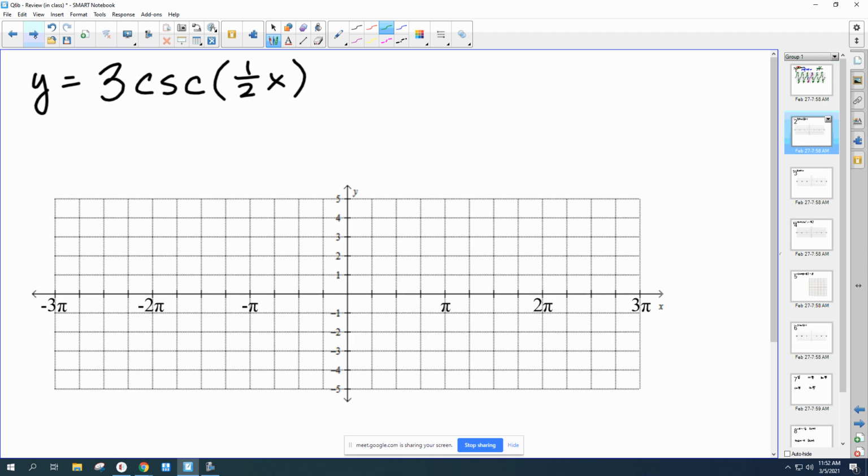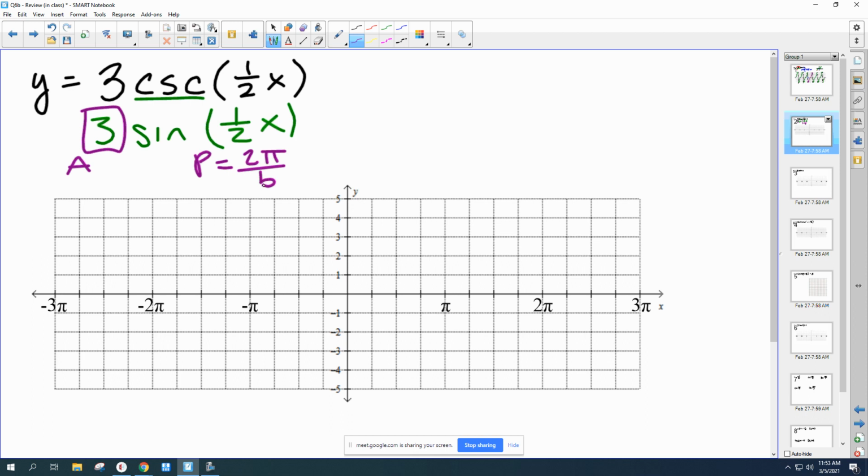Now a cosecant. I think it's hard to draw a cosecant, so what we're going to do is draw the sine function. The reciprocal of cosecant is sine. So really I'm going to start with this. And again, I can see the amplitude number is 3, and then the period this time for a sine function is 2 pi over b. 2 pi over 1/2 in this case. Don't mess up your fraction. Multiply by the reciprocal. 2 pi times 2 over 1 gives me a period of 4 pi. Period is 4 pi.